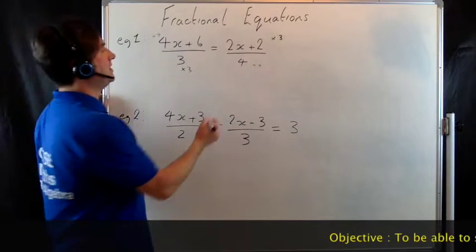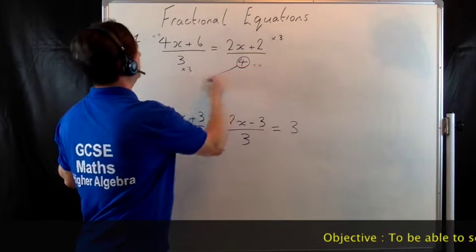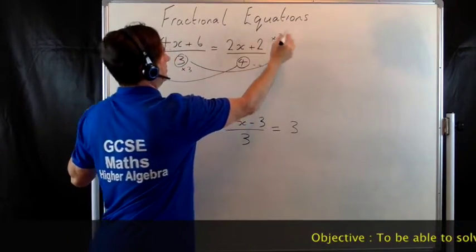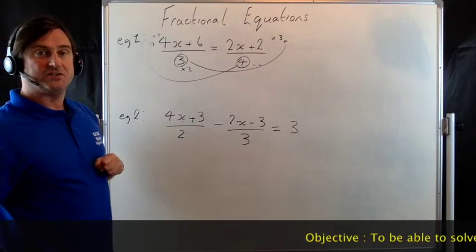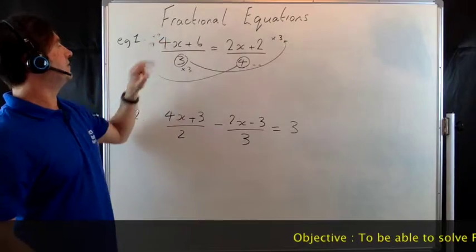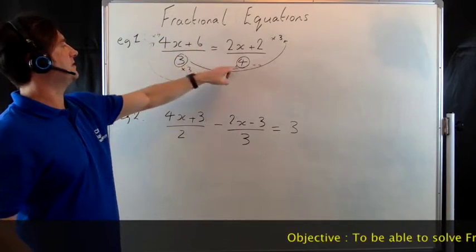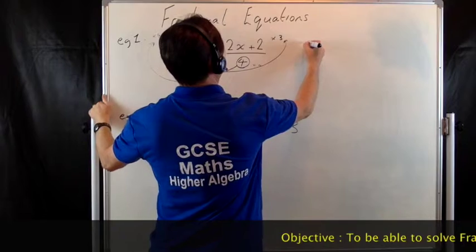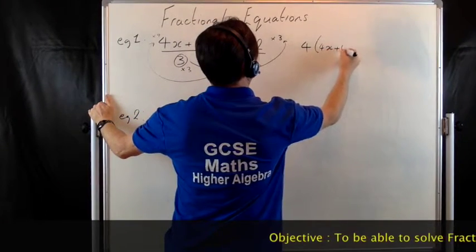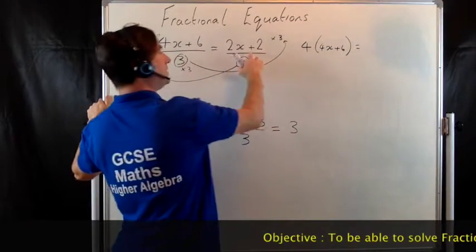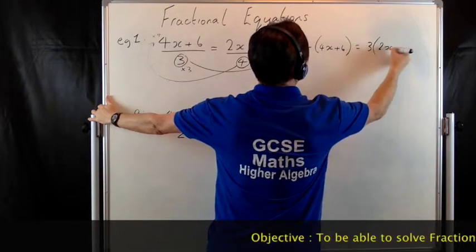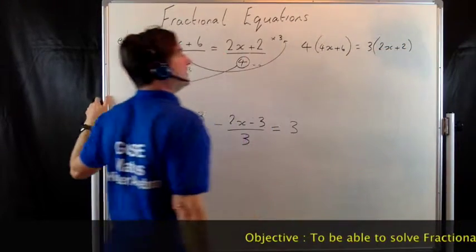Now when I'm doing this, what I tend to do is I say, let's get hold of the 4 and move it up to the top and times it. Get hold of the 3, move it up to the top and times it. And I use brackets to show this. So remember, I've moved this 3 over to here, this 4 over to here, so I'm timesing 4x plus 6 by 4. So if I write that out, I get 4 times (4x plus 6) on that side. This side I'm multiplying by 3, so I get 3 times (2x plus 2) on that side.